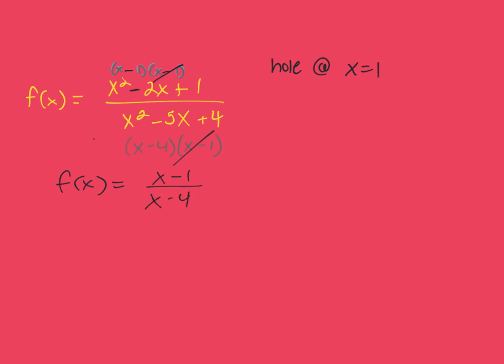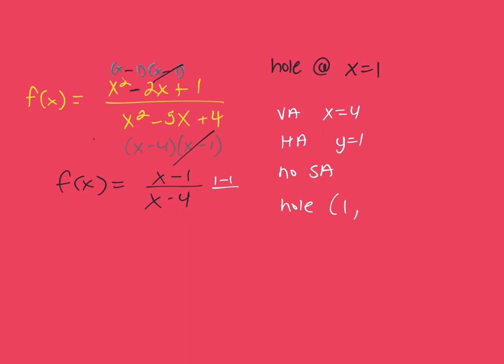So this is still a rational function. This isn't a line because there's still a variable in the denominator. So then from here, I would find all the other stuff. So I've got a vertical asymptote at x equals 4. I've got a horizontal asymptote at y equals 1 because they're the same exponents. There's no slant asymptote.